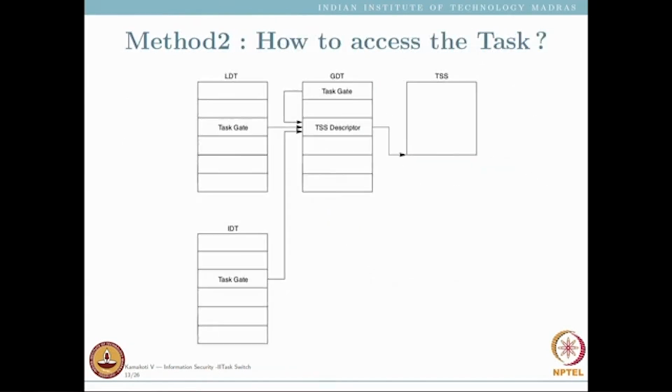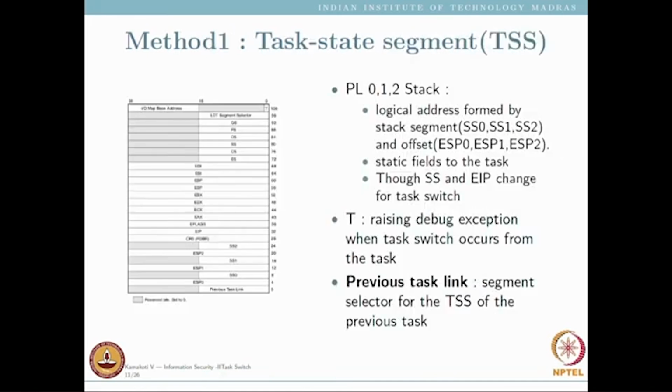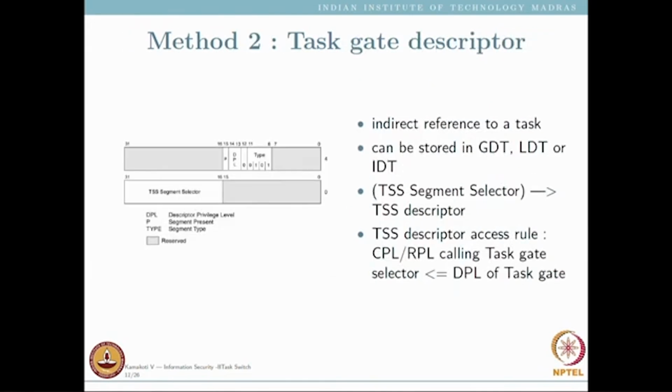Now there is a task gate. So if I want to jump to another privilege level, I jump on this task gate, right. This task gate will point to a TSS descriptor. That TSS descriptor will point to a base address of 104 bytes. So from that 104 bytes, you copy EAX, ECX, all these things, set all these things, and then your EIP will also be copied. So you will start executing the other routine.